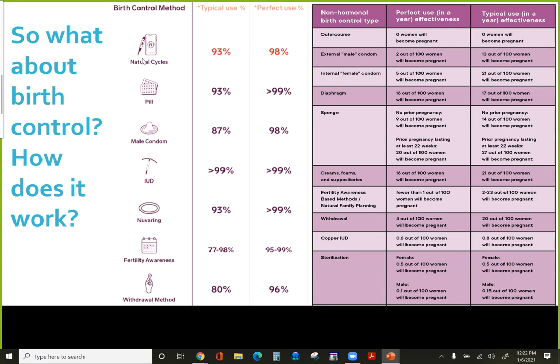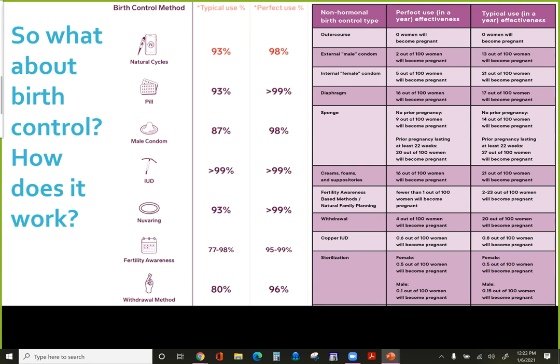Okay. So natural cycles, like I just ovulated, so we're going to chill for a week, right? Through typical practice, that's effective about 93% of the time. If you are tracking everything perfectly, it's 98%.